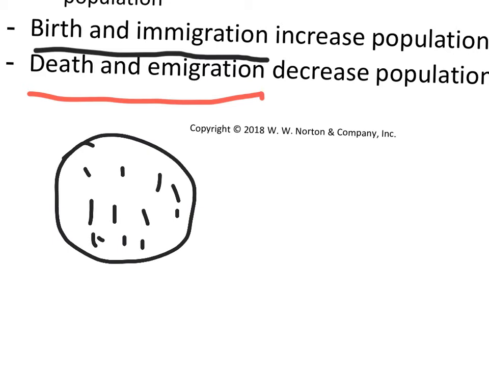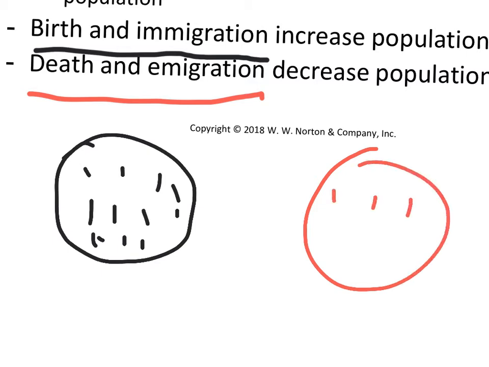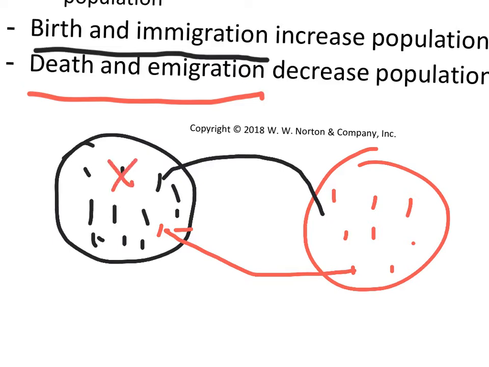Or let's say we have another population over here. One of these can come over here. That's immigration. Similarly, this population right here, one of these can go back over there. That's emigration. Or, of course, we can die. Right? So those are the things that basically change populations.